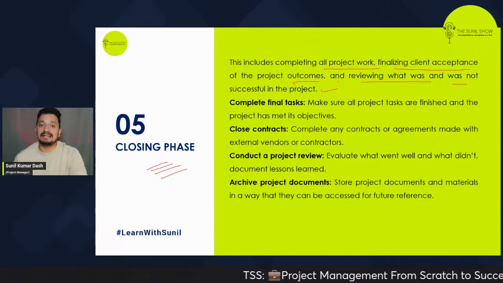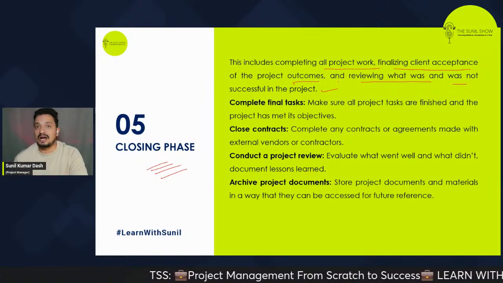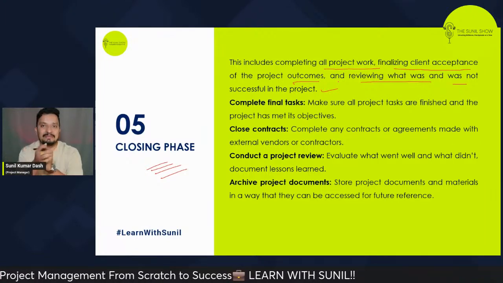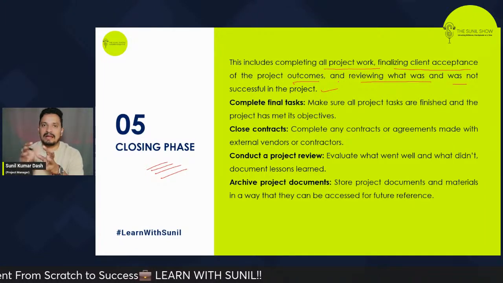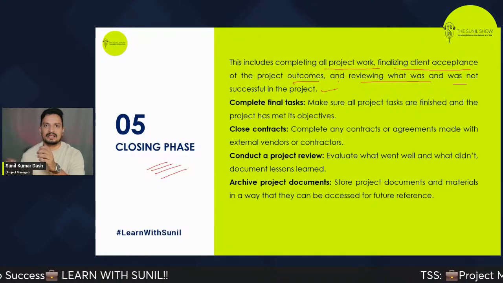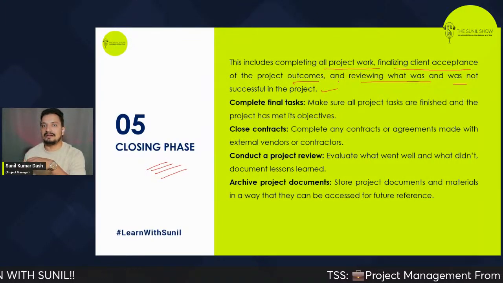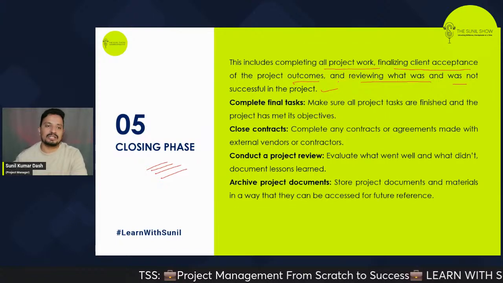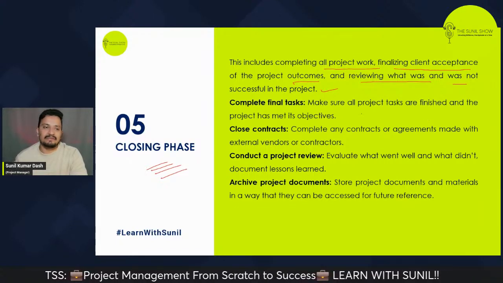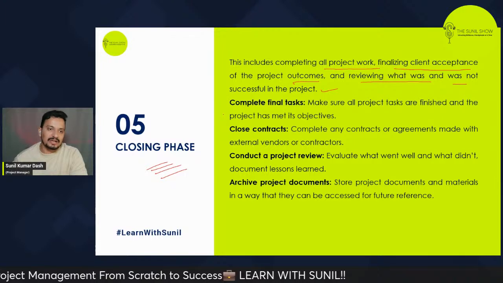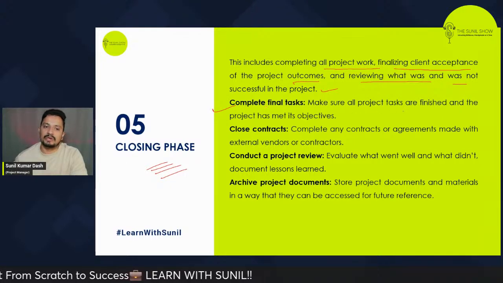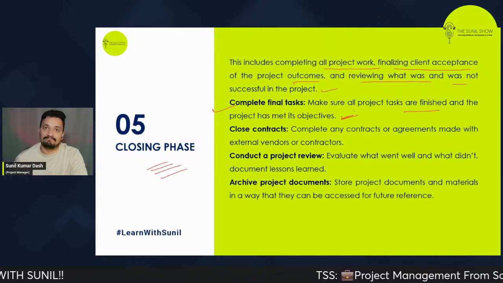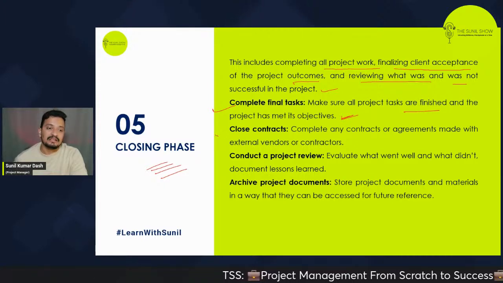Now, finalizing client's acceptance of the project outcomes. Now remember this: output and outcomes. So the client will accept those. Hey, according to our plan this happened, right, tick tick tick tick tick. Last 2 points we are not able to meet, so we have to accept that. So that's also the project outcome, and reviewing what was and was not successful in the project. So complete final tasks. Make sure all project tasks are finished and the project has met its objectives. That's very, very important.